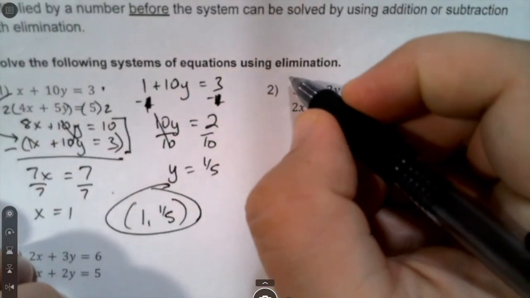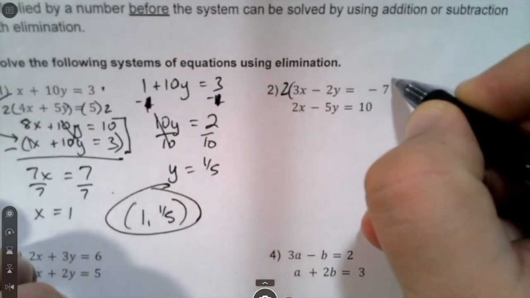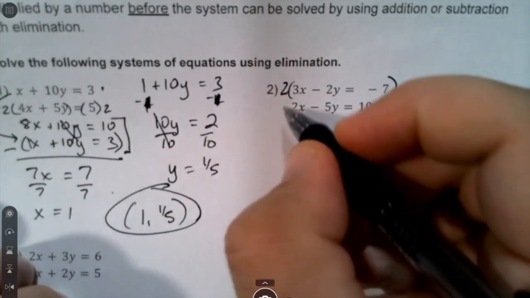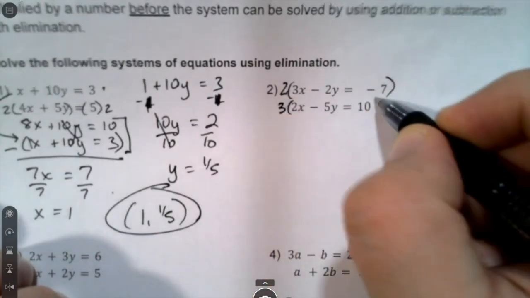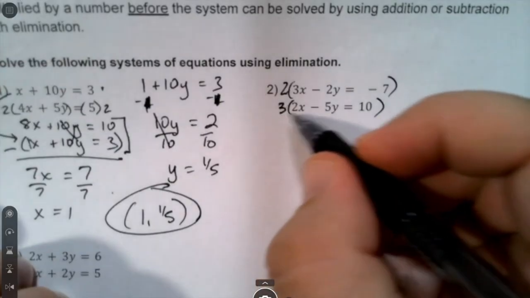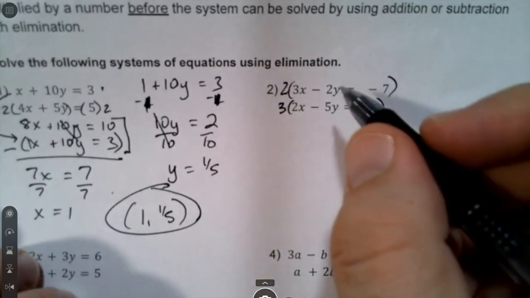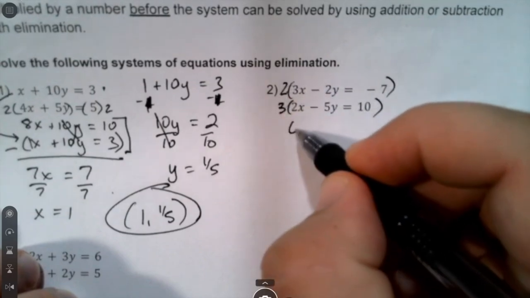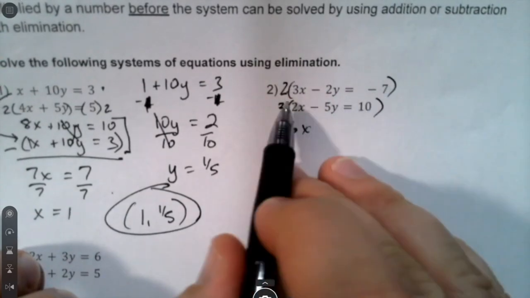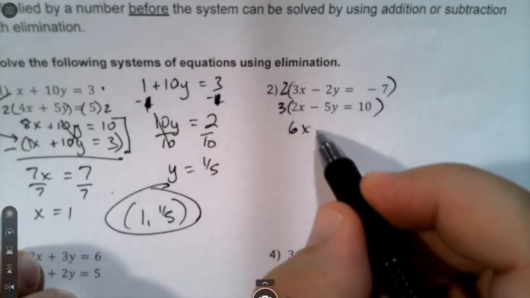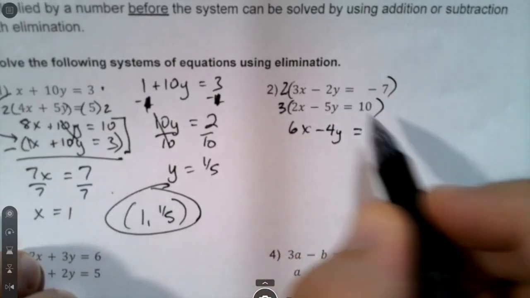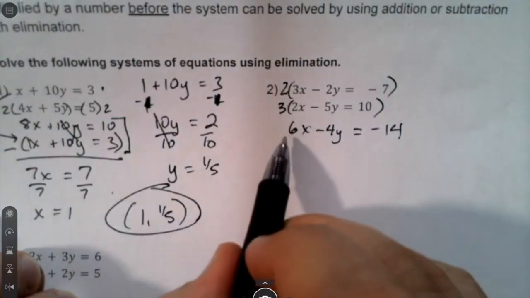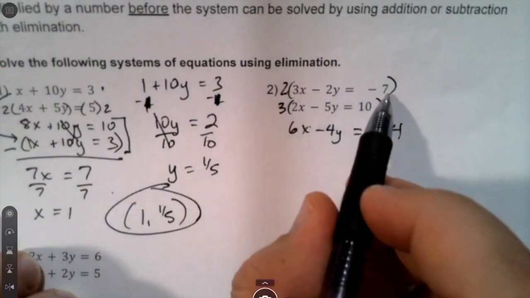So if I double this equation, everything on both sides by 2, I'll get a 6x. And if I triple this equation, everything on both sides, I'll get 3 times 2x, which is also 6x. So I've got to distribute this 2 to all three terms. So 2 times 3x is 6x. I'm doing the top equation right now. 2 times 2y is 4y. 2 times negative 7 is negative 14. So this is the result of me doubling the top equation.